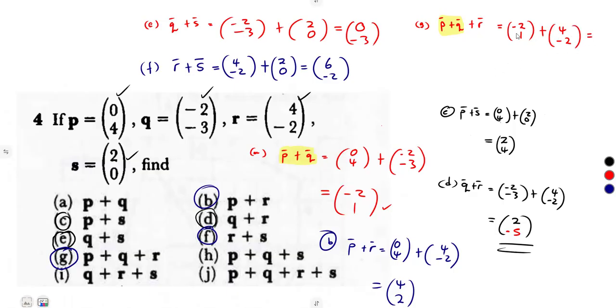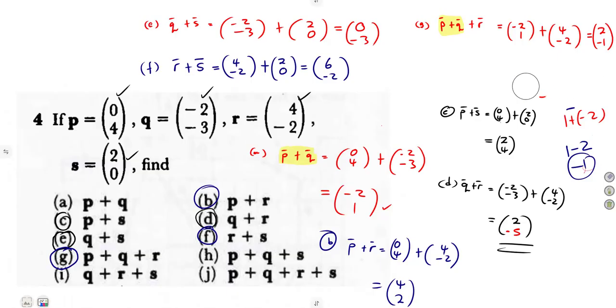Let's add and see what you're going to have. -2 plus 4, we add these in x. So -2 plus 4 is the same as 4 minus 2, which is 2. Then 1 plus -2. A positive and a negative gives us a negative, remember? So 1 minus 2 is negative 1. So that is what you're going to have.